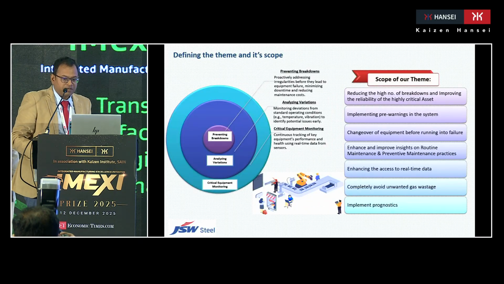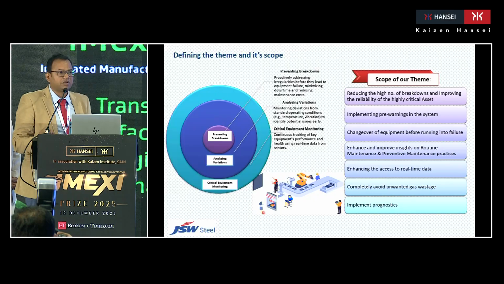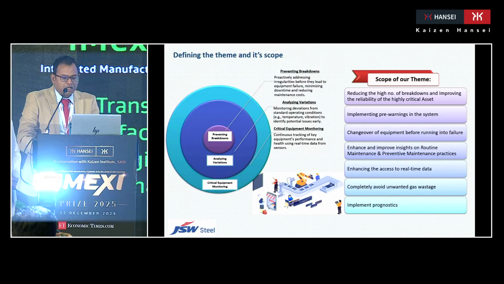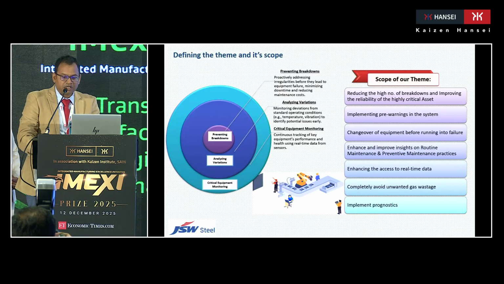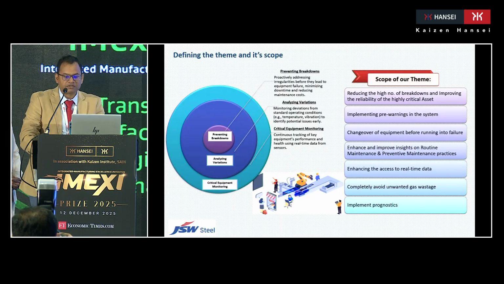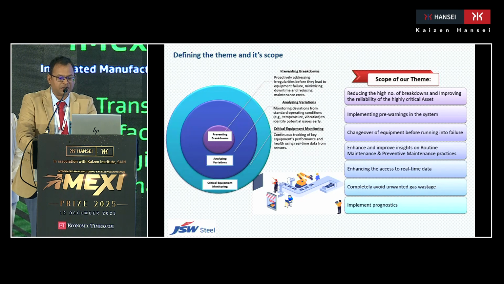The theme is we want to achieve higher equipment reliability by reducing the number of breakdowns, proactively addressing irregularities, and minimizing downtime and maintenance cost. We analyze the variations in temperature and vibration, with continuous critical equipment monitoring using real-time data, and implement pre-warning goals, enhancing maintenance insights, improving access to real-time data, and avoiding gas wastage and other byproducts from the coke oven gas.